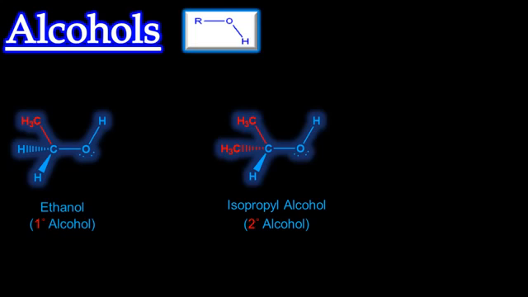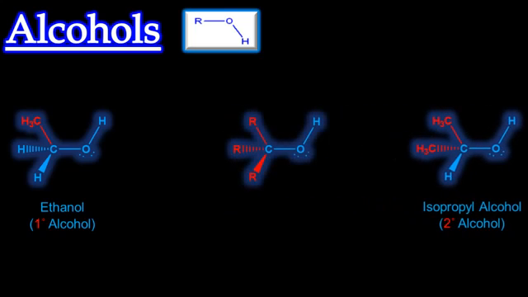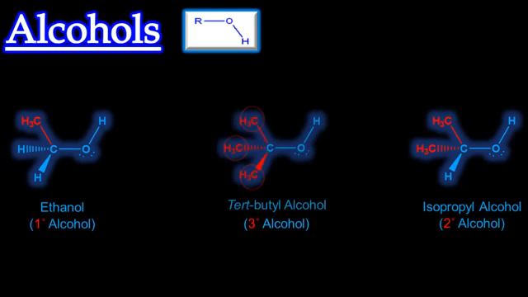And lastly, if all 3 hydrogens of the original methyl alcohol are replaced with carbon-containing groups, then a tertiary alcohol results. Tert-butyl alcohol is an example of a tertiary alcohol. It features 3 methyl groups on the central carbon.